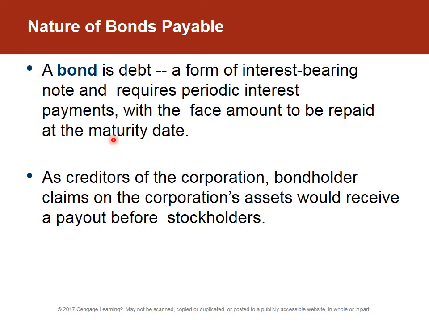And the bond pays periodic interest. We'll talk about that. Just like anytime anyone borrows money or loans money out, there's interest involved. The bondholders are creditors of the company, and they have claims on the company's assets, and they will receive a payout before the shareholders. That's always a scenario with the bondholders. Liabilities always trump common stock or stockholders' equity because the creditors get their money before the stockholders do.